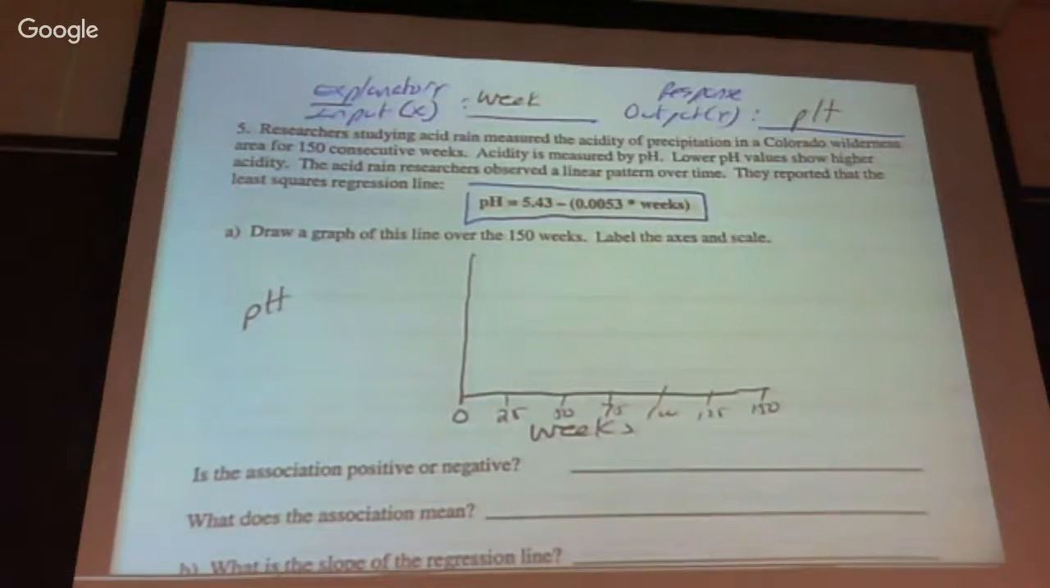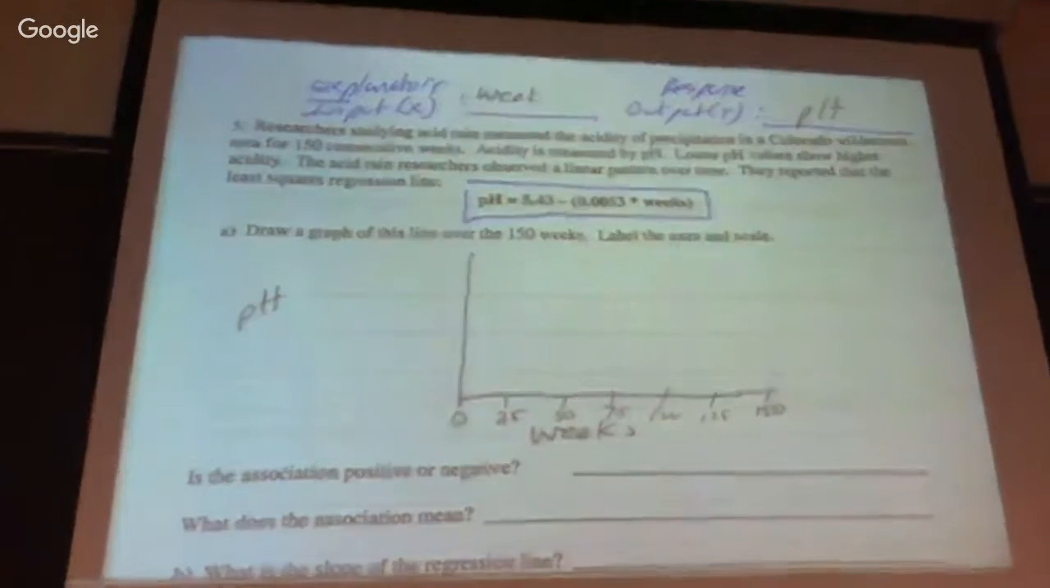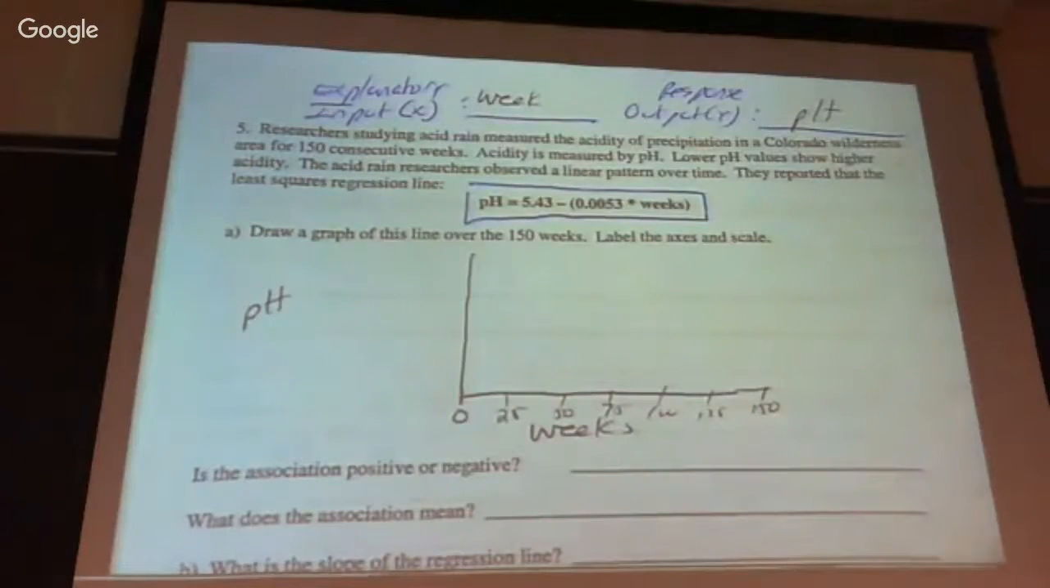Now, what clue do they give us for the pH? This is where it gets a little tricky. There is a clue. It's in there. Where's the clue for the pH? The what? Good. So he's pointing out a few things. He said negative. He said starting point. Where's he getting all that from?